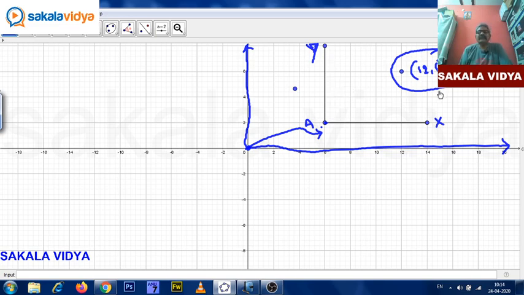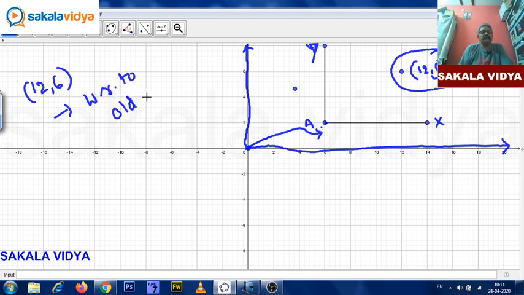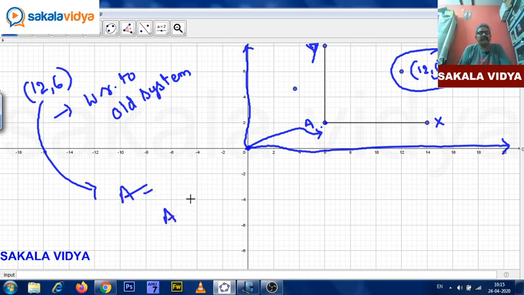Understood now. So that means now these coordinates 12 comma 6 are with respect to the original axis. That means now here 12 comma 6 is with respect to the old system. But according to this new system, these coordinates must change. Now here actually A point, what are the coordinates of A? Coordinates of A are actually here 8, 2.